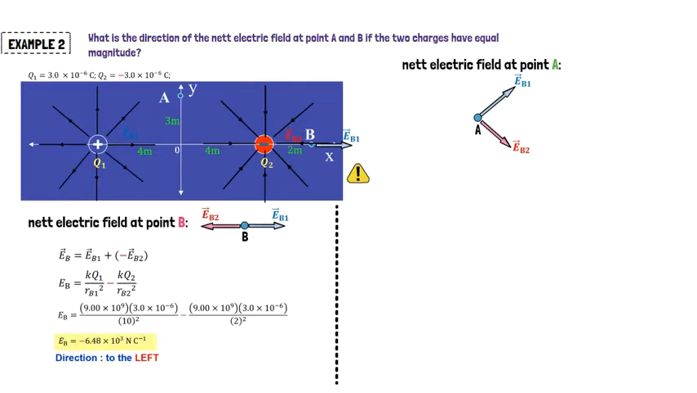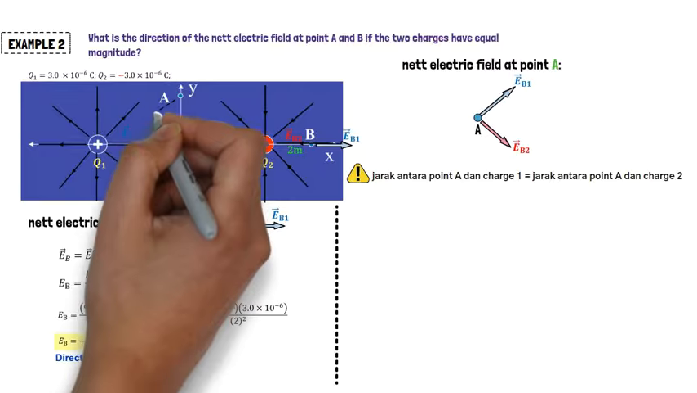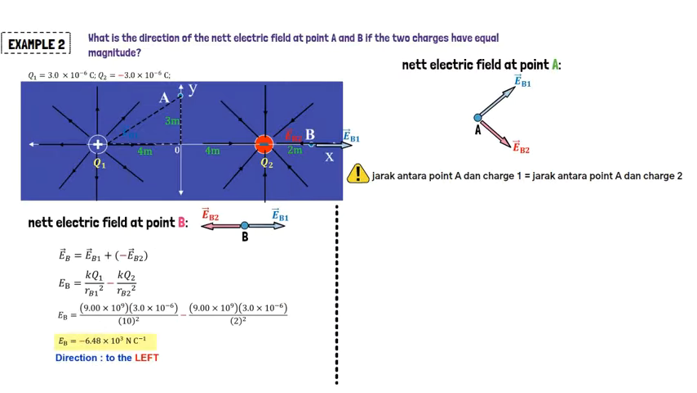Okay, jadi berdasarkan gambar rajah yang diberi, kita boleh nampak yang jarak antara point A dengan charge 1 sama dengan jarak antara point A dengan charge 2. Okay, soalan dah bagi tu 4 meter, 3 meter. So, we can calculate the distance between point A and Q1 and also point A and Q2.